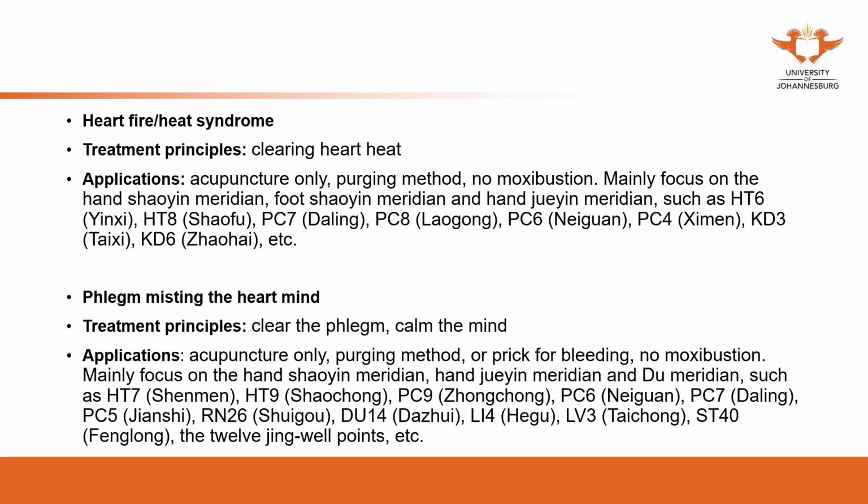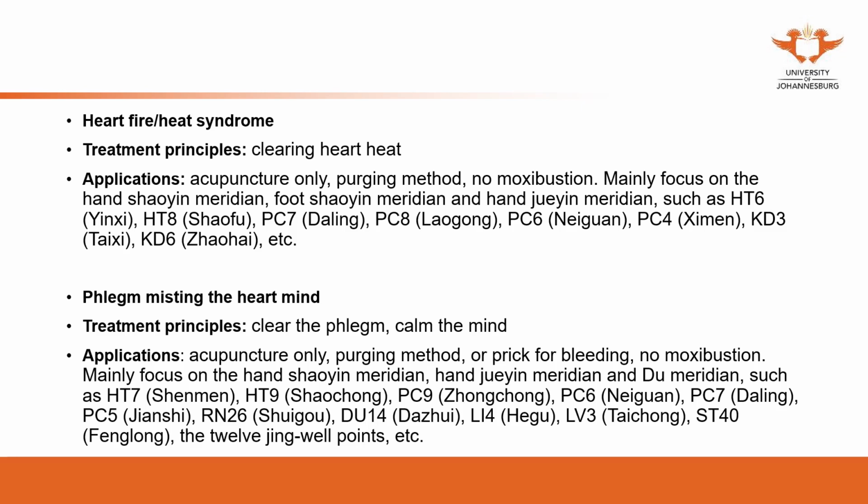So we can use pericardium 6, heart 8, pericardium 7, pericardium 8, pericardium 6, pericardium 4, kidney 3, kidney 6. Especially kidney 3 and kidney 6, these two are very important for yin, especially yin deficiency. So for the heat, we can also nourish yin, because once you create the yin, the heat will be reduced.